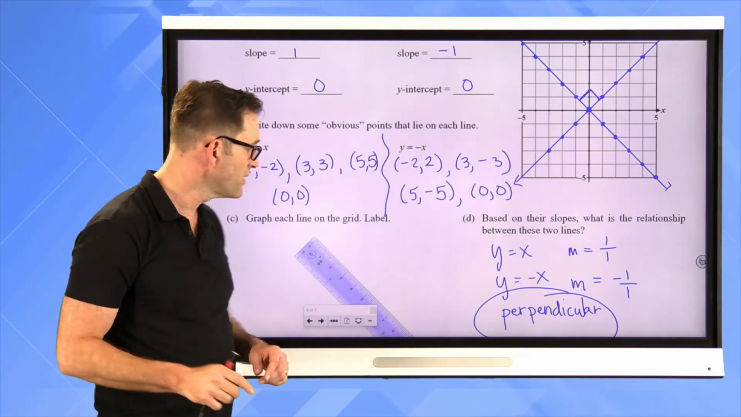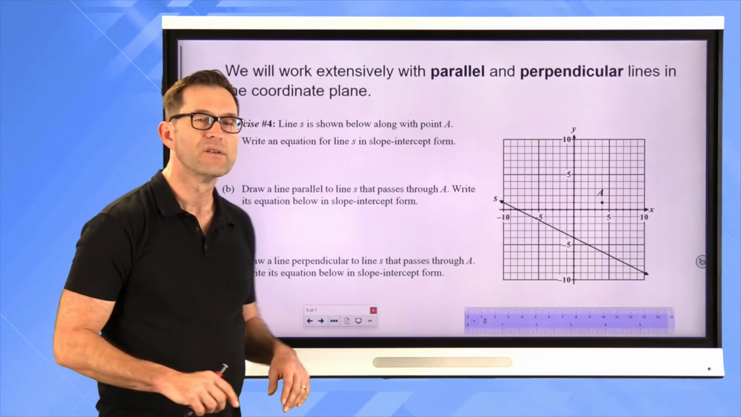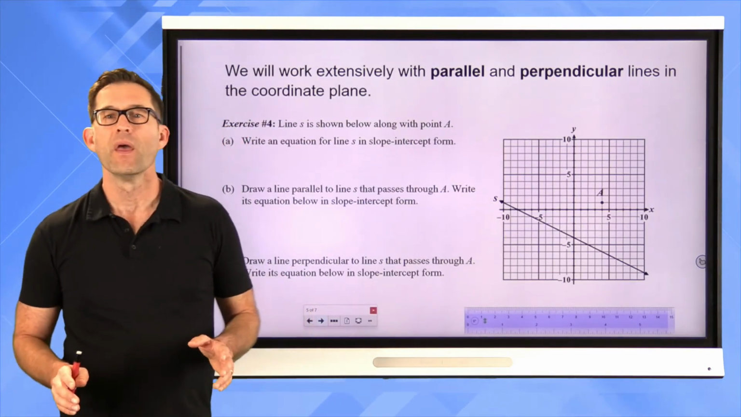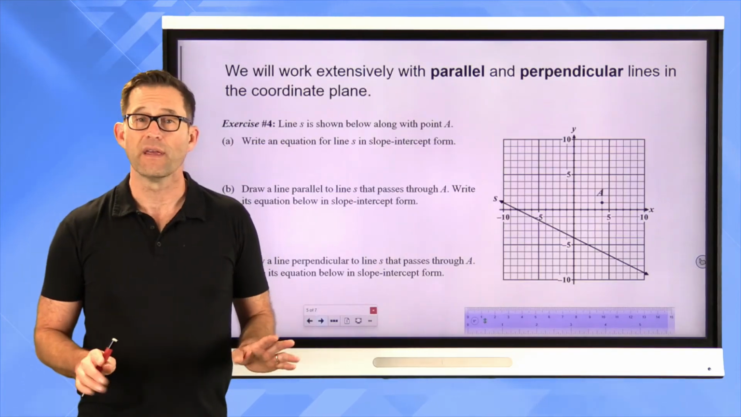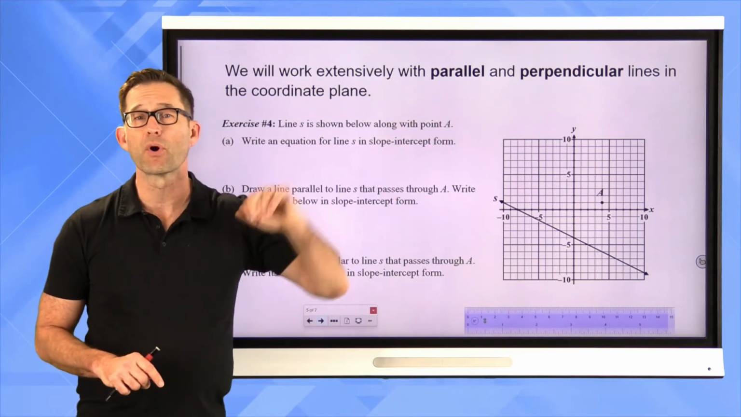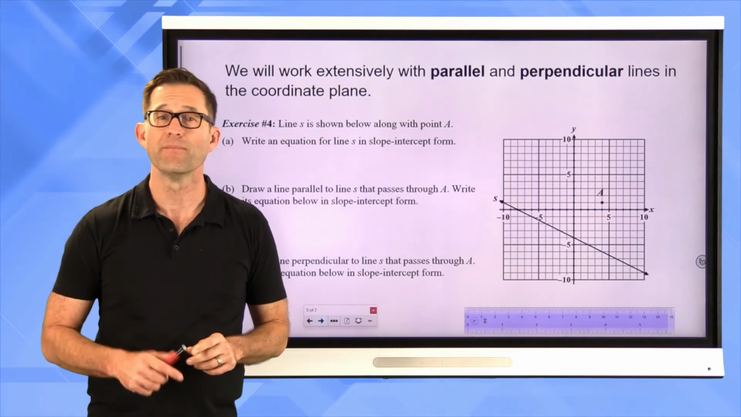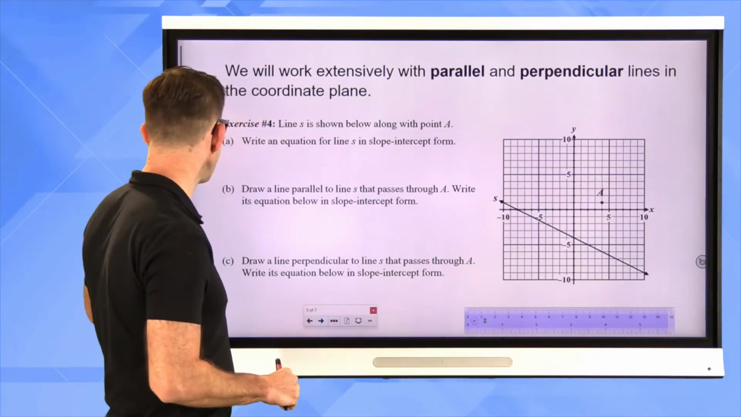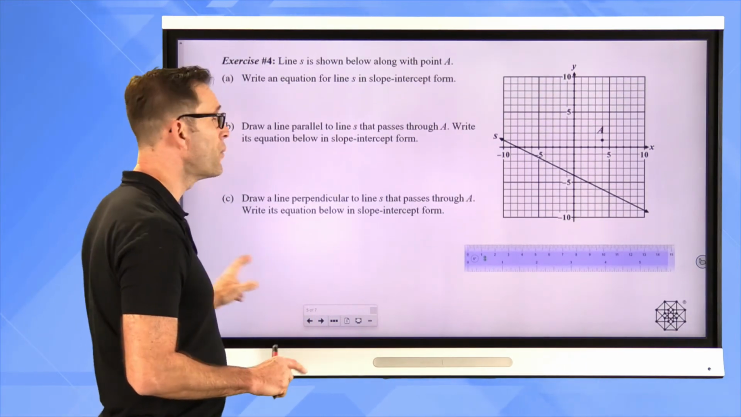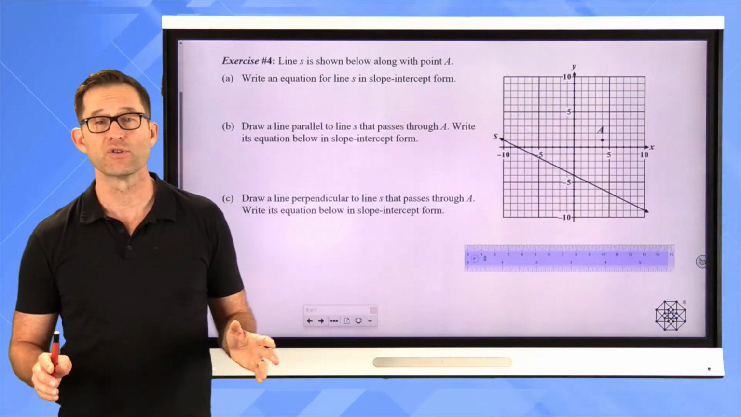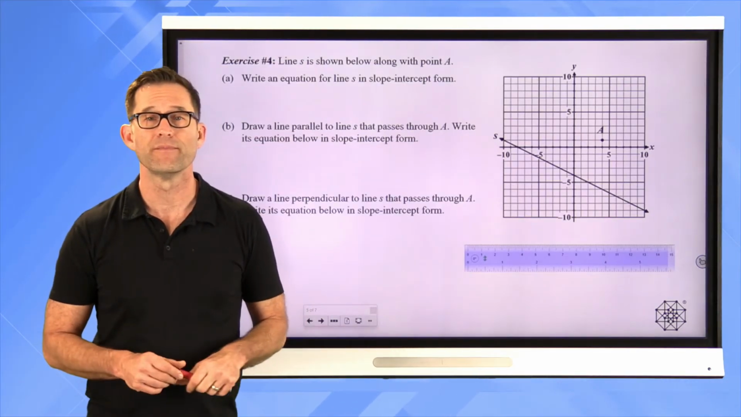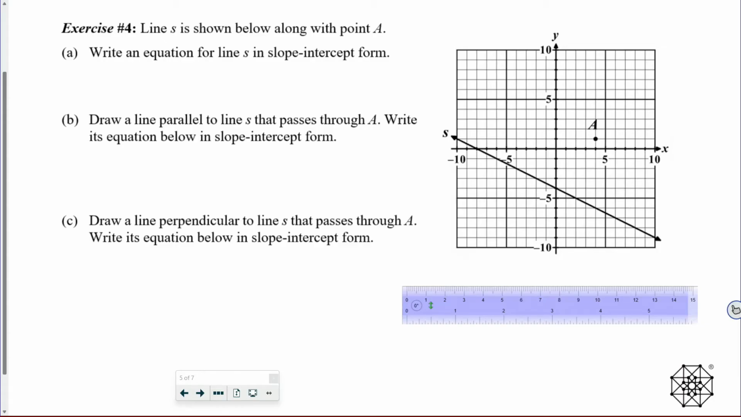Okay, so let's keep going though with this slope-intercept form of a line. Now we will work extensively, as we just saw, with parallel and perpendicular lines in the coordinate plane. So let's play a little bit around with this, given that we now have reviewed the equation of a line. Exercise number 4. Line S is shown below along with point A. Write an equation for line S in slope-intercept form.